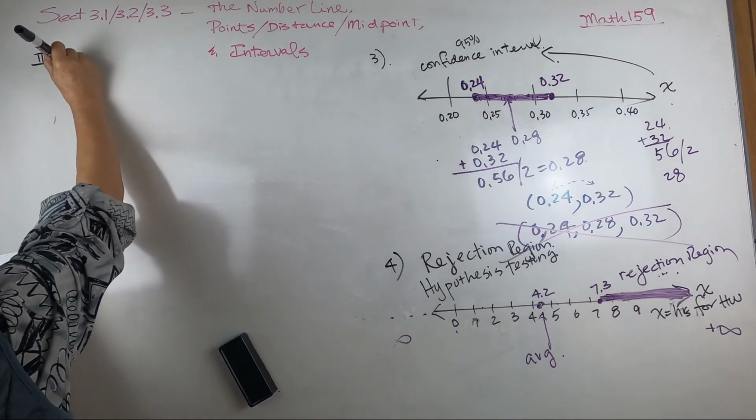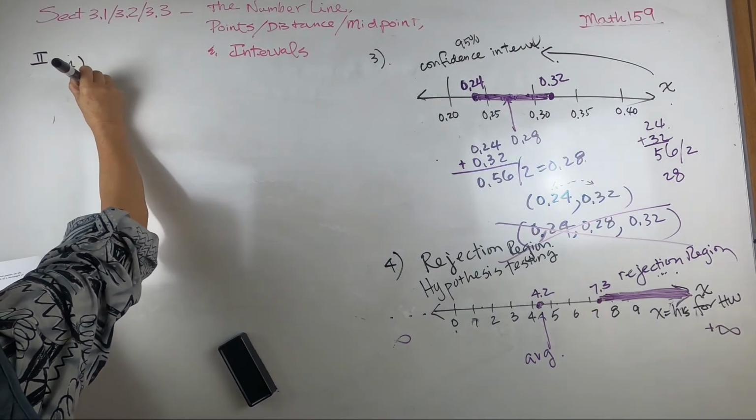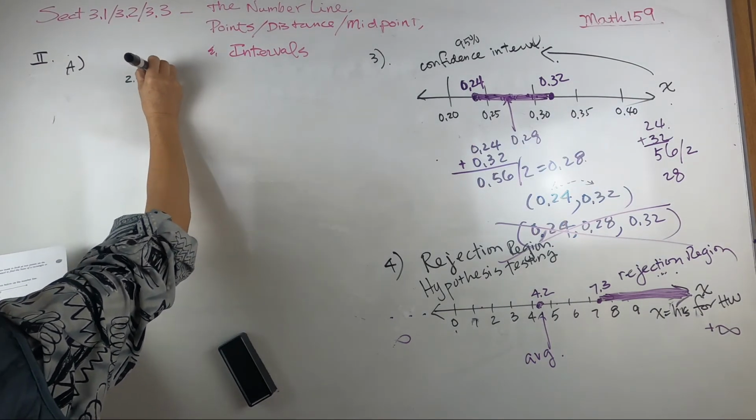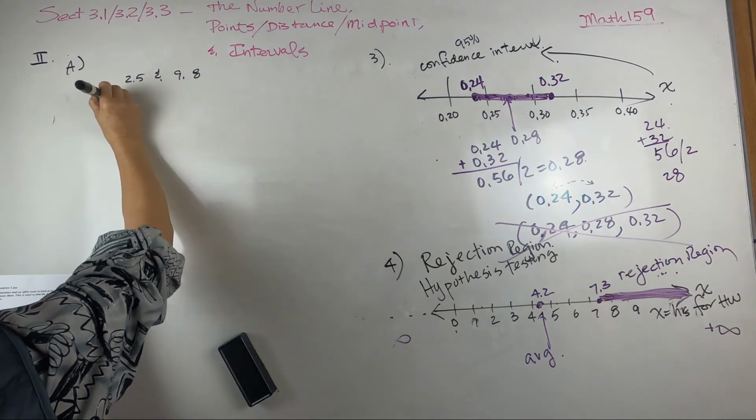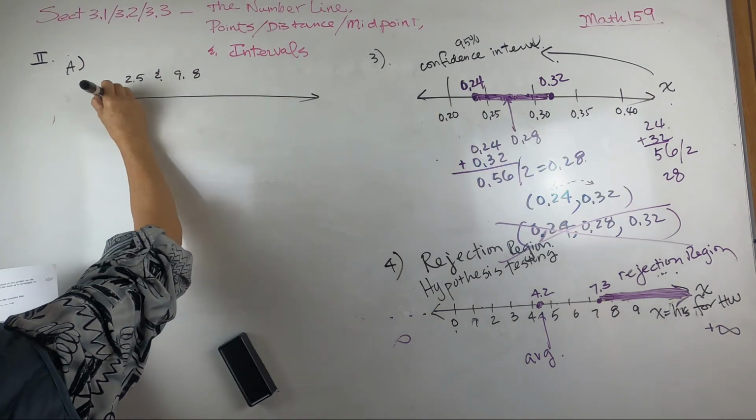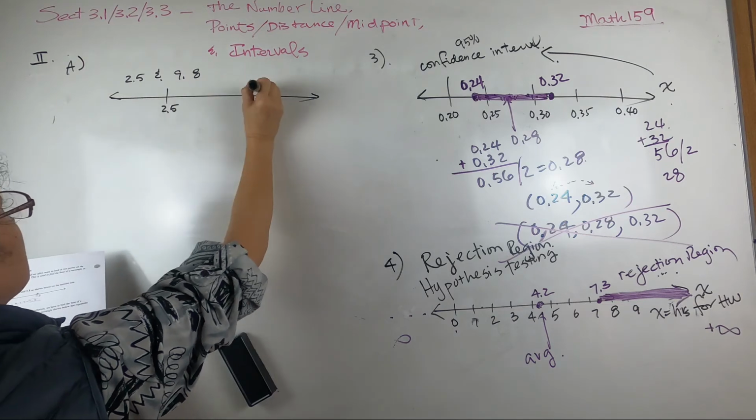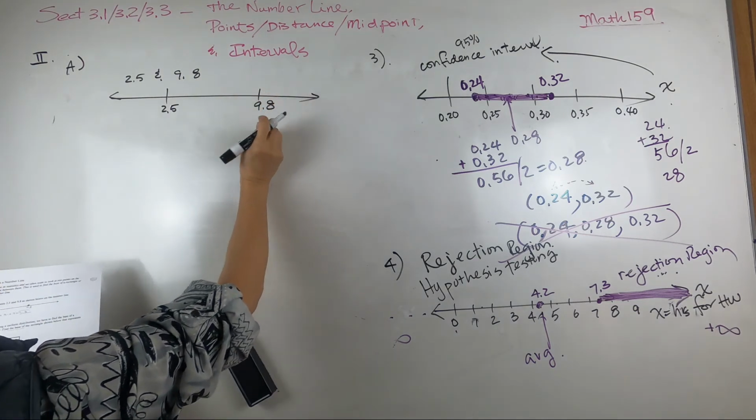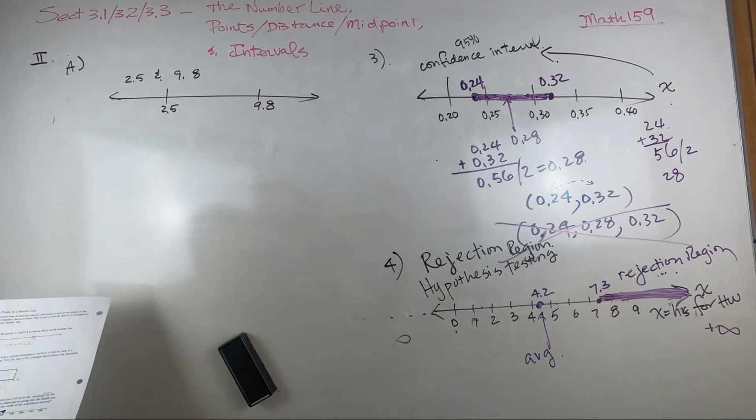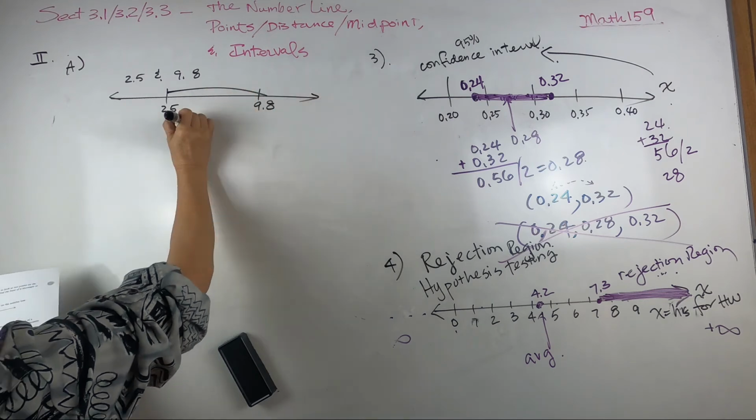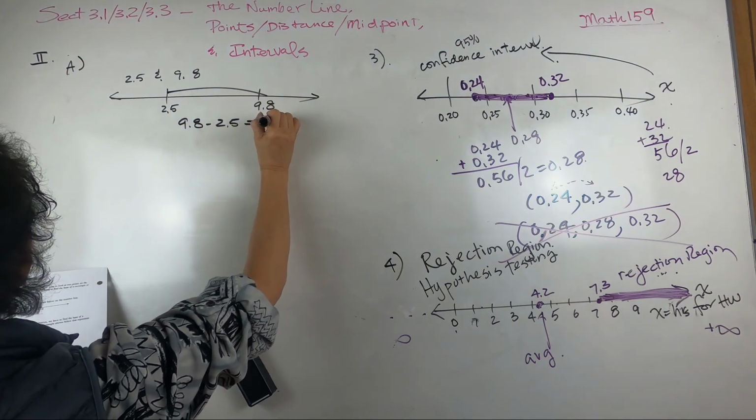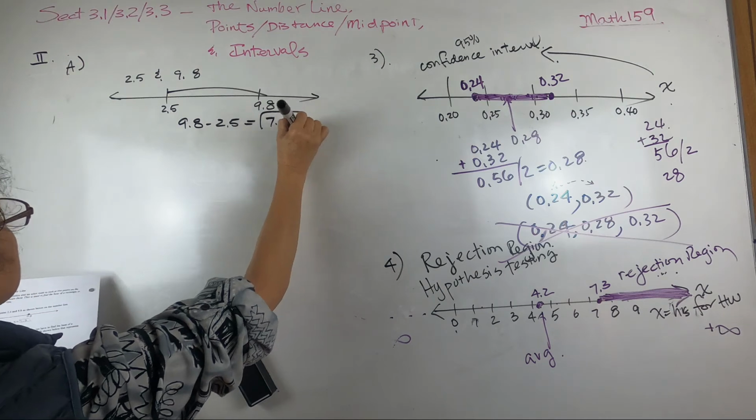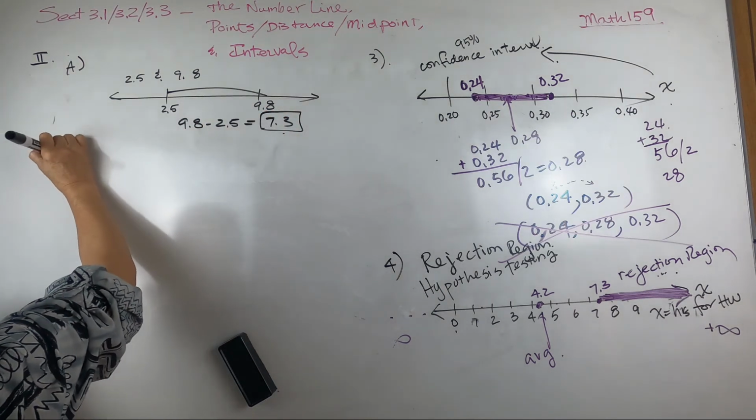Pretty straightforward. Okay, find the distance between 2.5 and 9.8, as shown on the number line. So you have 2.5 here, you have 9.8 here, 0 will be here, 10 will be there, right? So what's the distance? You just find the difference. That will be the distance. Okay?